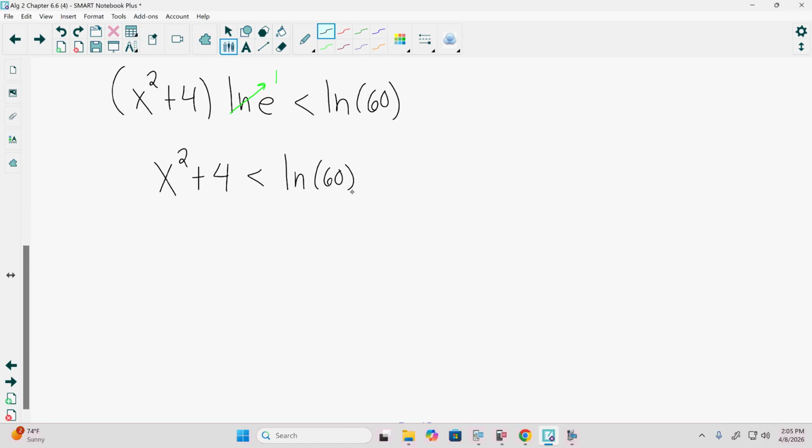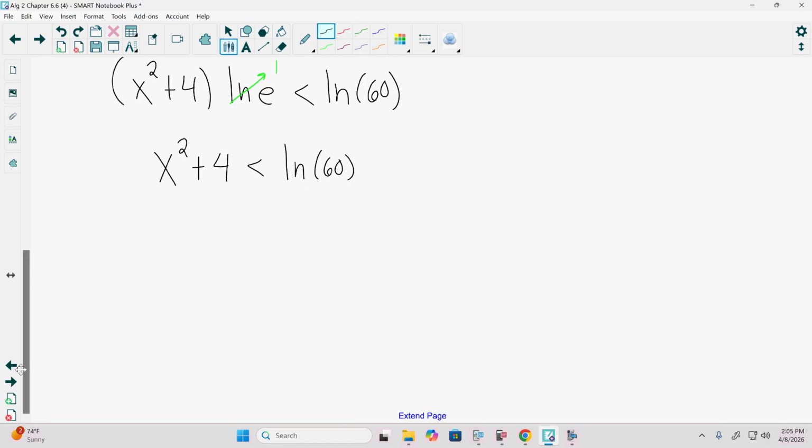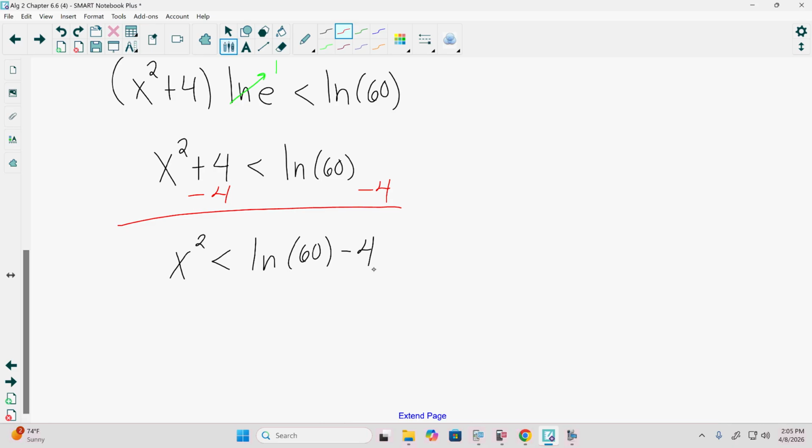Now, the nice thing from this point on is we just need to get x by itself. We need to solve it. Now, there is no middle term, so we can just get x squared by itself. So we would subtract 4. That tells me x squared is less than the natural log of 60 minus 4. And for the most part, in your homework assignments, it's just going to go there. We're just going to add or subtract, multiply, divide, and be done.